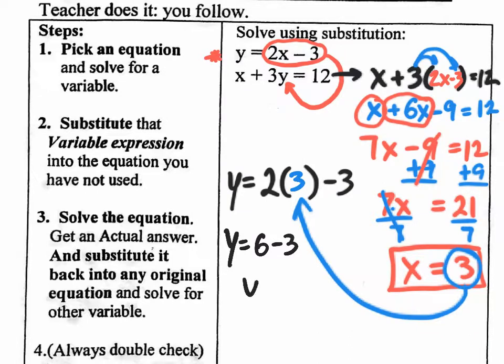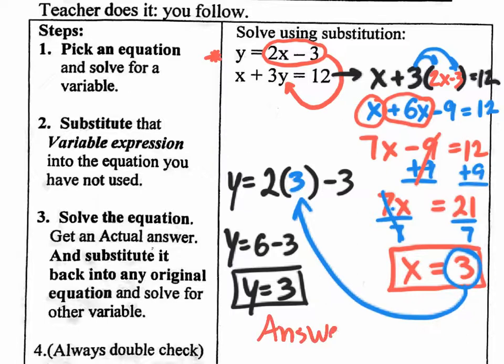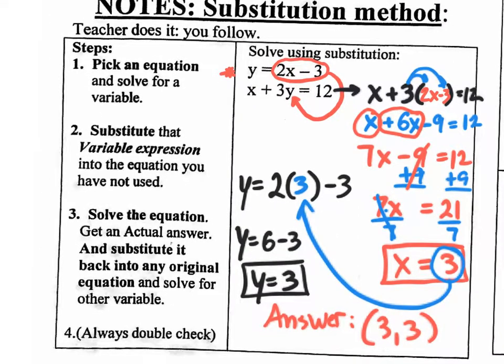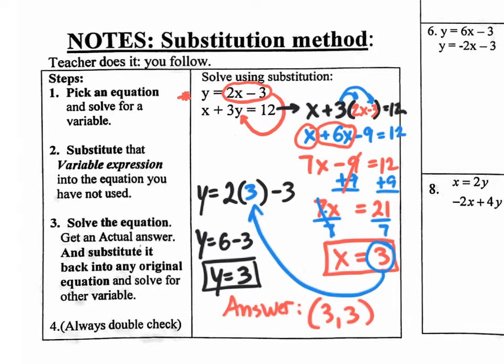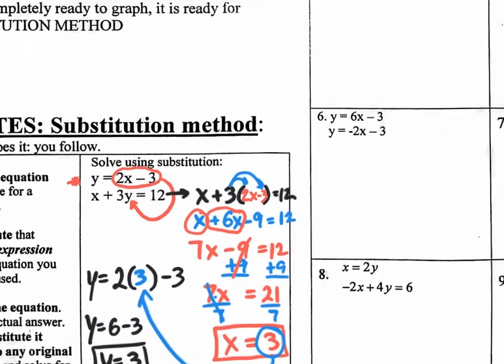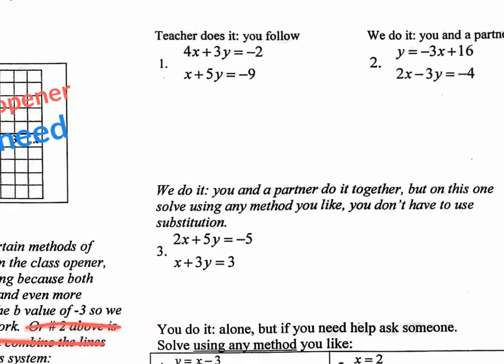And 6 minus 3 is really 3. So ladies and gentlemen, we have found our x value, which was 3. We found our y value, which was 3, which means that the answer to the system is the coordinate 3, 3. That means if I were to have solved this system by graphing, the two lines would have intersected at the coordinate 3, 3. But in this section, we're practicing substitution, not graphing. So let's jump up here to the next one.